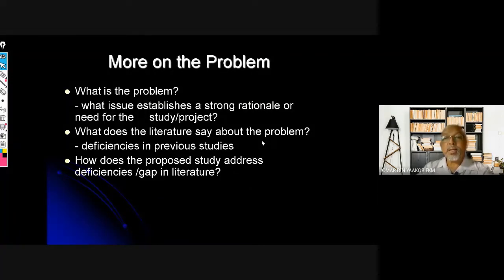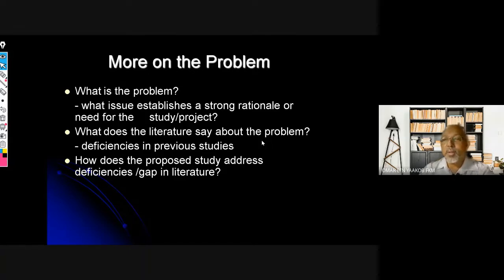The problem, as we said, although it starts from an actual issue, for example, how to improve grandma's bread, or how to improve a solar heater, how to improve a drone navigation system, these are the issues, right? We need to zoom in to what literature is saying about the problem. That's important. So we need to look for deficiencies in previous studies. How does the proposed study address these deficiencies or gap in literature?